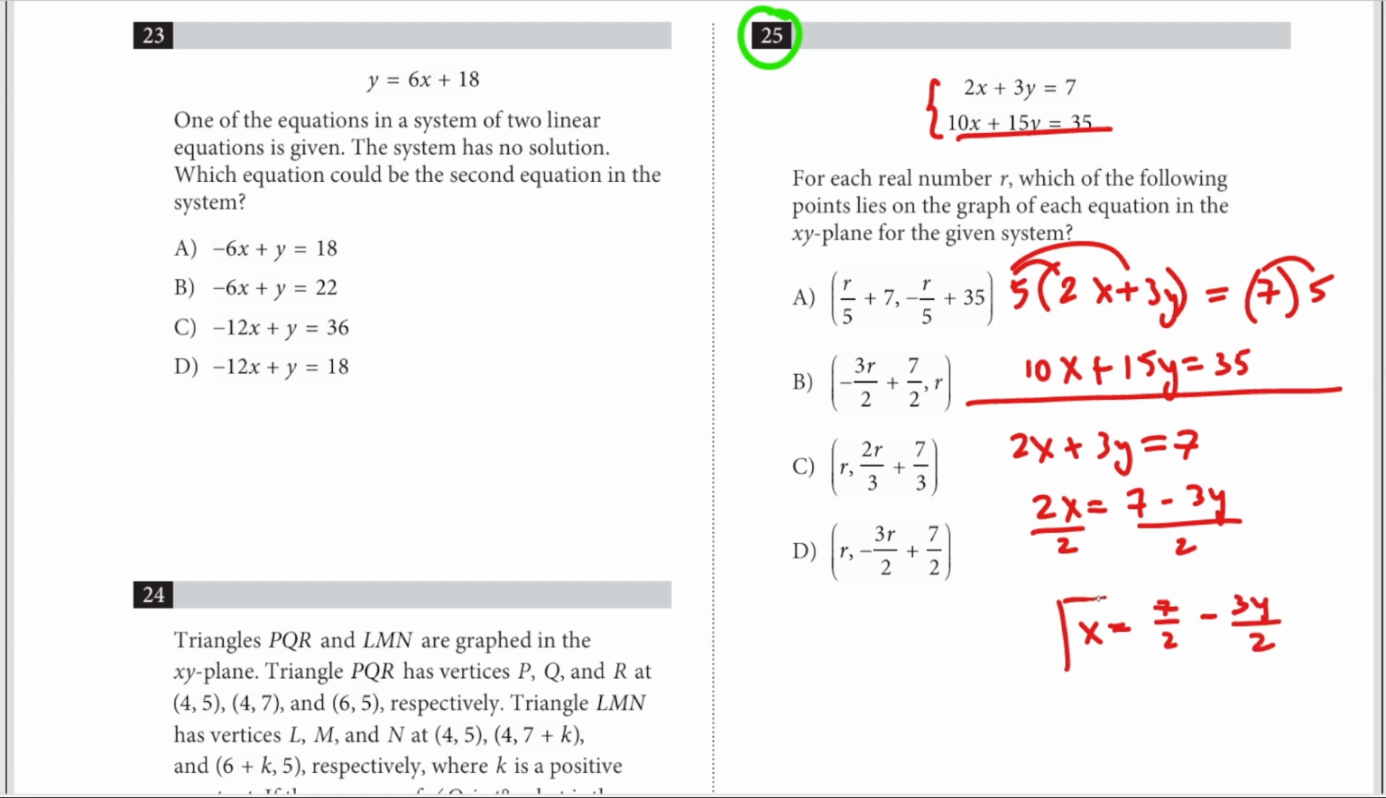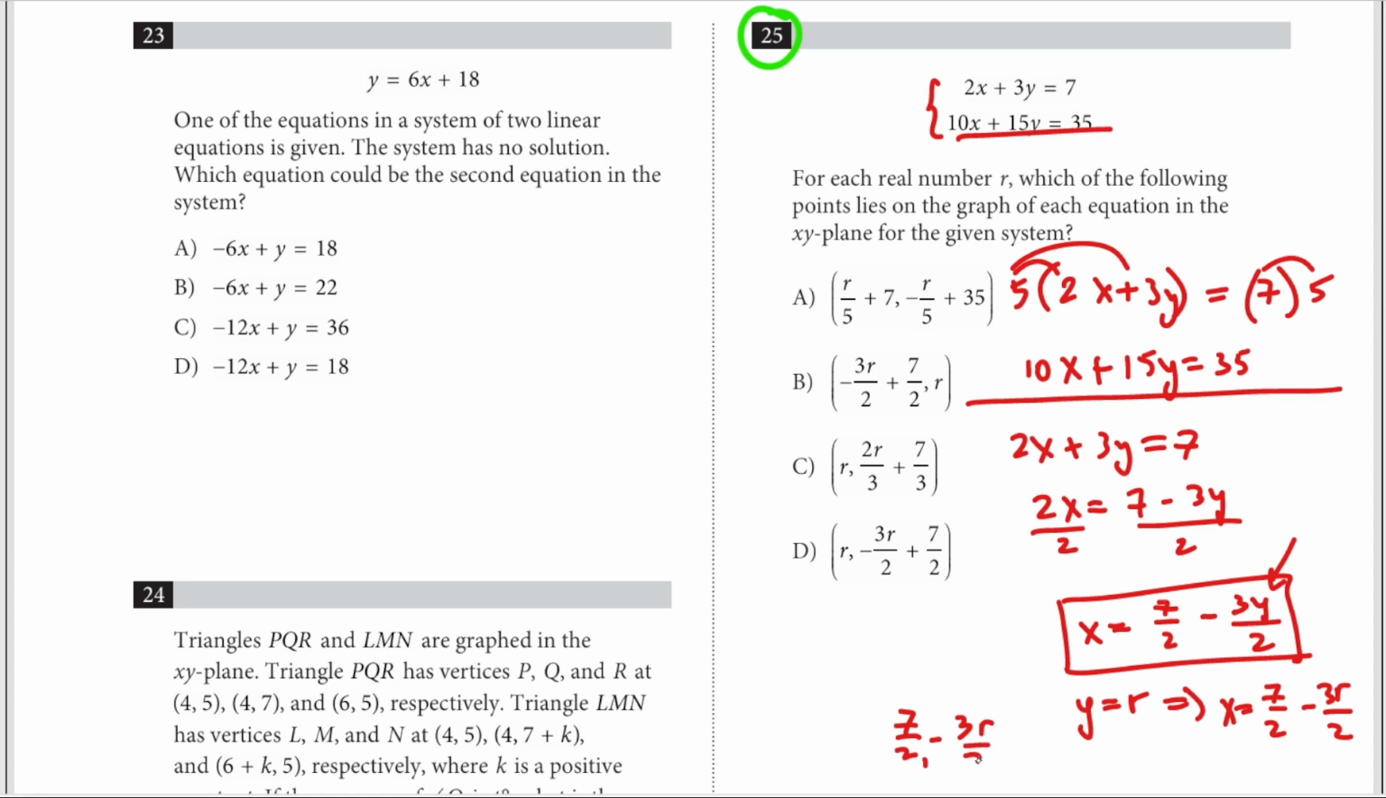Now, from here on, if y is equal to r, then when we plug in r for y, x is equal to 7 over 2 minus 3r over 2. Hence, the solution is going to be 7 halves minus 3r over 2, comma, r, right? So that is the solution for these infinite solutions, which is magically matching option B.